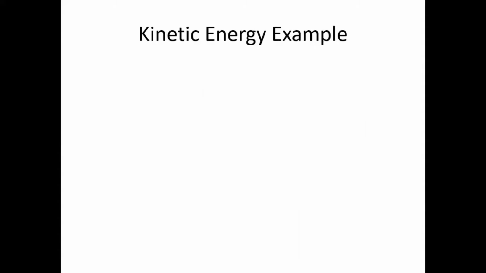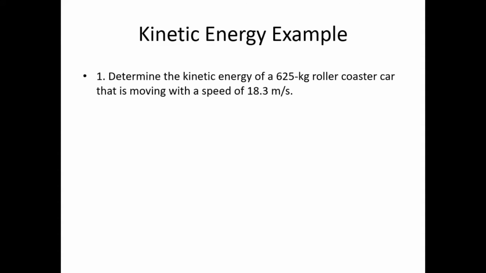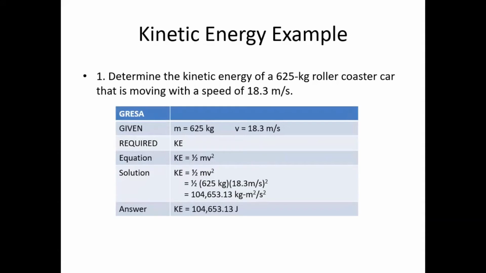Now let us solve some kinetic energy problems. Determine the kinetic energy of a 625 kilogram roller coaster car that is moving with a speed of 18.3 meter per second. Using the GRESA method, the given, required, equation, solution, and answer, we can solve the problem. What quantities are given in the problem? Mass, which is 625 kilogram, and velocity, which is 18.3 meter per second. The required is kinetic energy or KE. Equation: KE is equal to 1/2 mv squared.